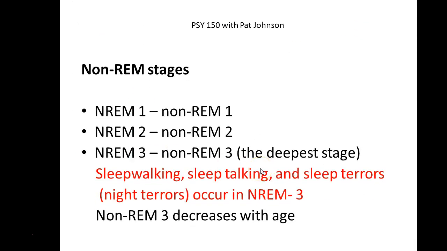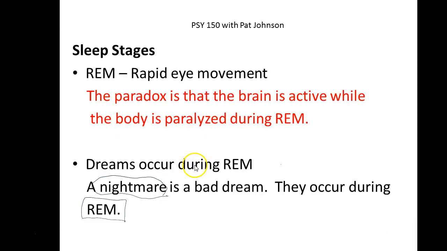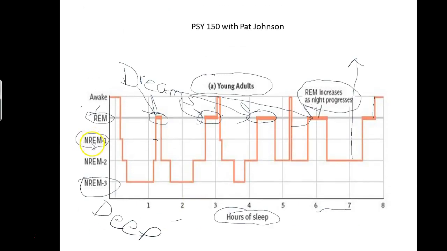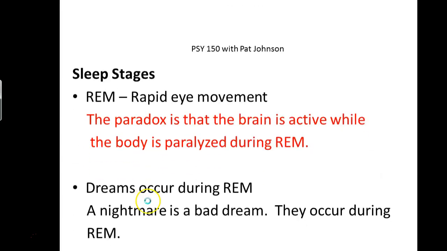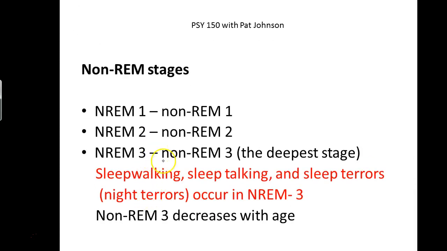All right, let's talk about our non-REM stages. Remember, going back to this diagram here, we had awake, REM, non-REM 1, non-REM 2, and non-REM 3. So let's talk about those non-REM stages. So in non-REM 3, we have our deepest stage of sleep. And this is where some sleep disorders like sleepwalking, sleep talking, and sleep terrors can happen.